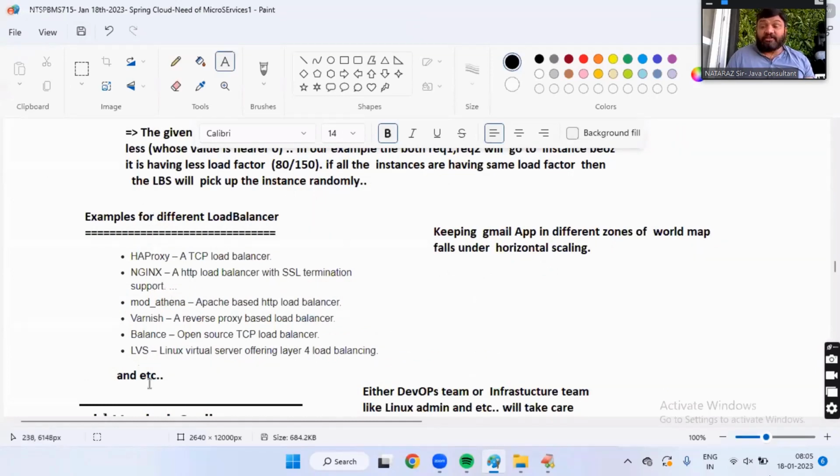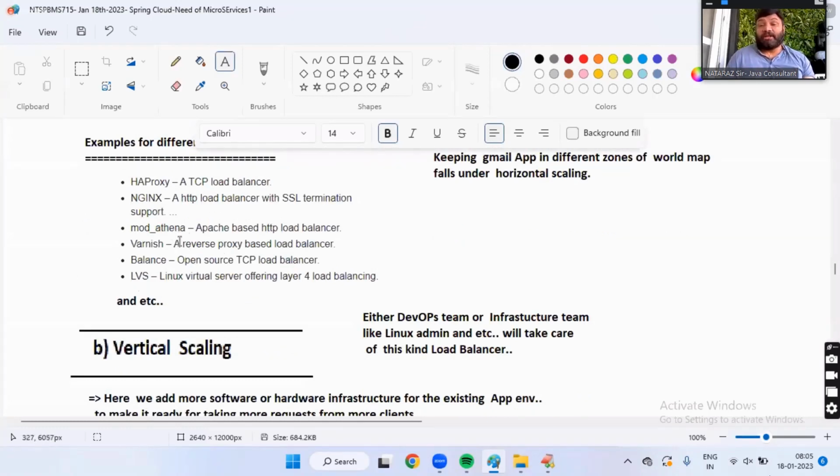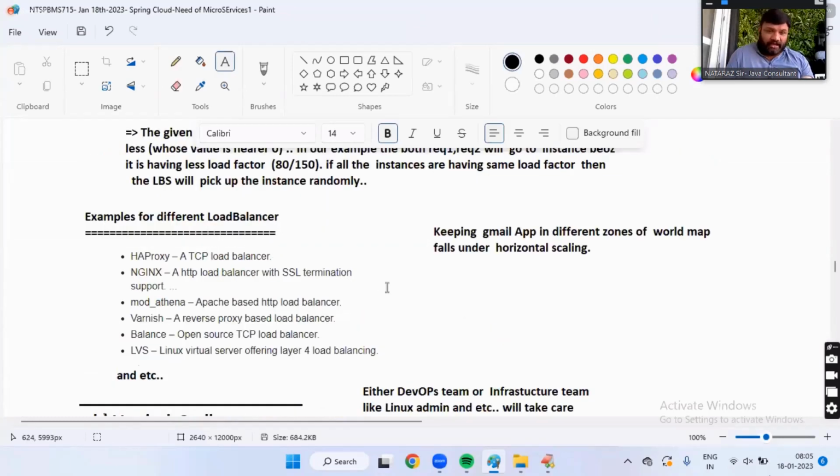These are the various load balancer softwares in the market: HAProxy, Nginx, Mod antenna, Varnish, Balance, LVS. We have different load balancer softwares with respect to all domains. These are not just related to web applications. Understanding my statement, guys?